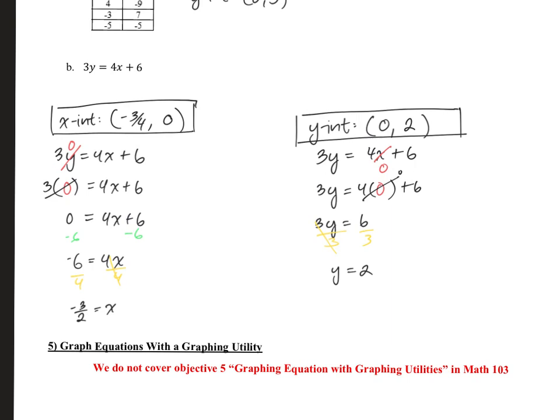Okay, and that's it. So for graphing equations with a graphing utility, we don't actually do that objective in Math 103. We cover that in Math 135. So that is it for this section. Please email me if you have any questions.